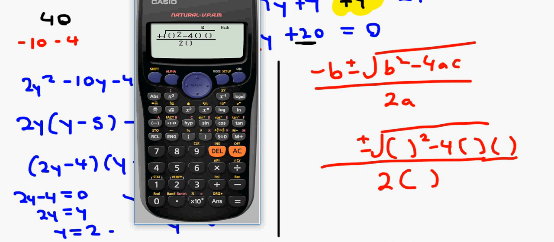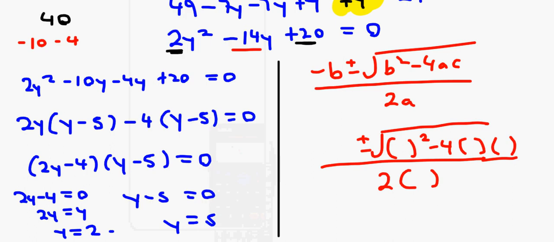Next thing you're going to do is figure out what A, B, and C are. Now, here's the tricky part, right? A is whichever number comes in front of the squared part of the equation. So A is always the first number. So what is that? Anywhere A should have been, put in a 2.